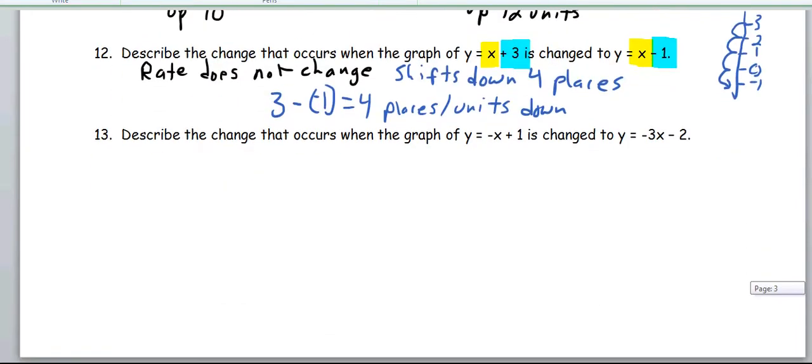Let's look at number 13. When I look at number 13, I see here I have negative 1x, negative 3x. Well, they're both negative, so they're both going down. That does not change. What does change is this goes from a negative 1, so a slope of 1 going down, to a slope of 3 going down. It gets steeper.